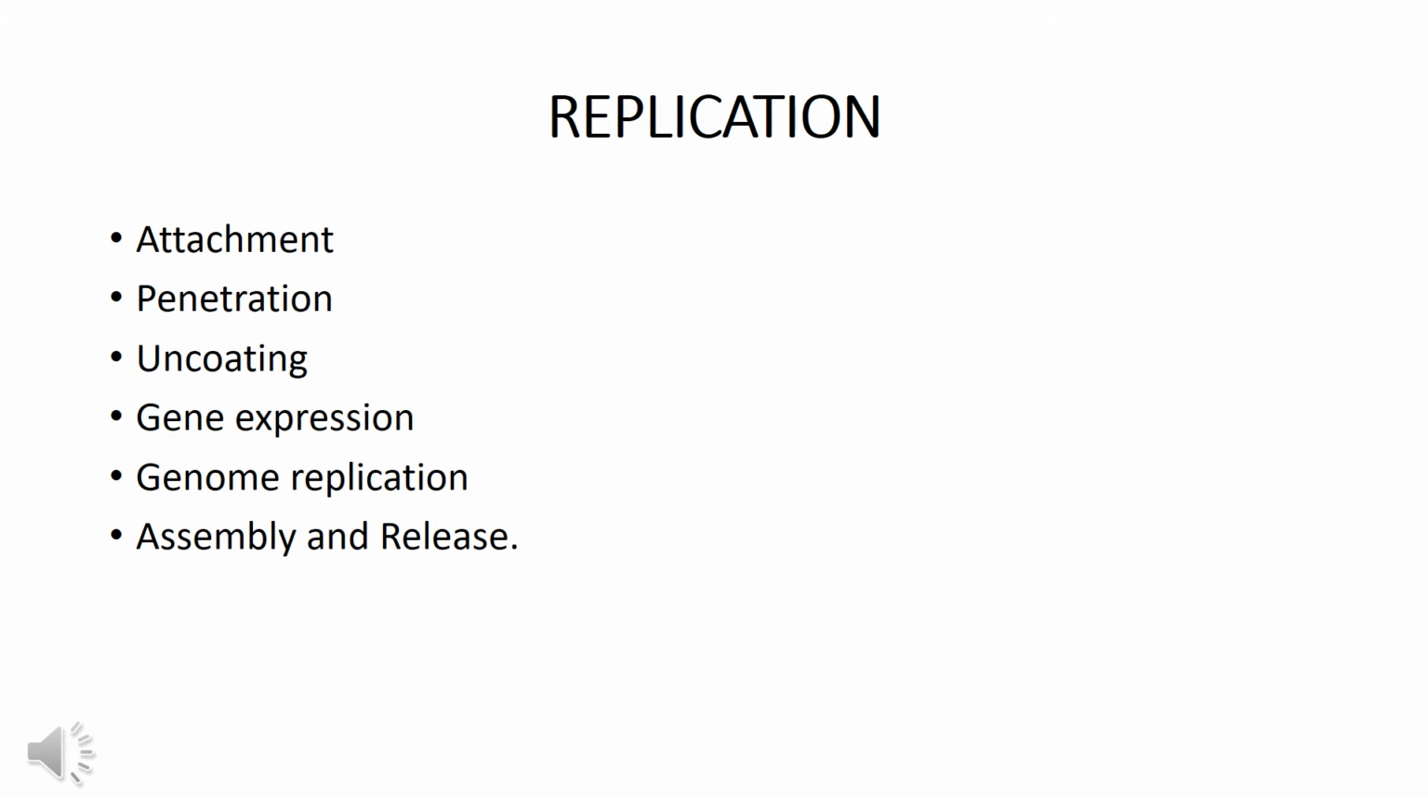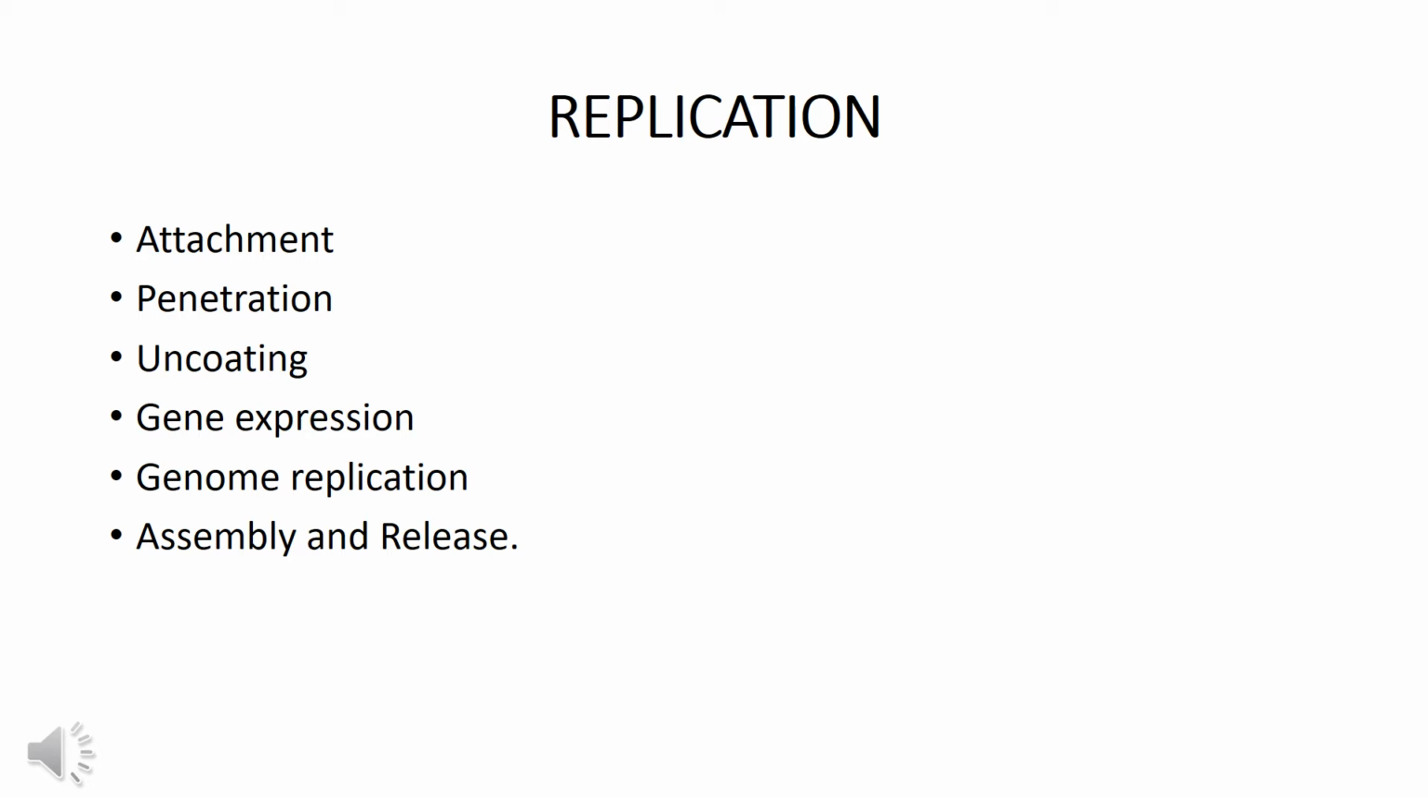So here we are going to start. Our major topic is replication of viruses. We have already studied it in the case of bacteria. Bacteria divide by binary fission and a few other methods, and mitosis and meiosis occur usually in eukaryotic cells, such as human cells.